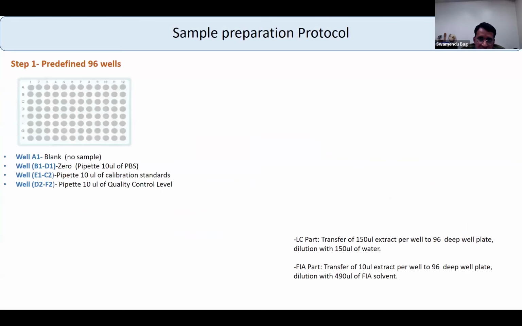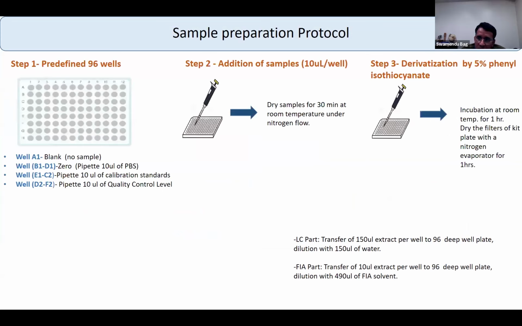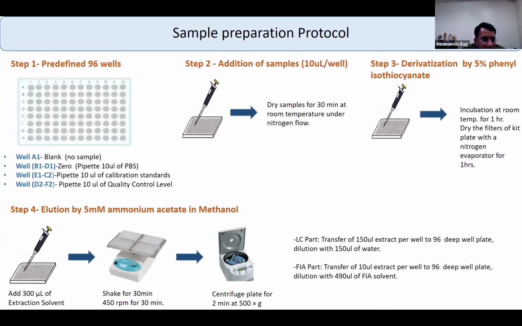So this is the sample preparation protocol. I'm not taking too much time on it. In this 96 well plate, apart from the samples, there is a blank, meaning zero sample, and there is also a zero sample using PBS, because this PBS has the same ion suppression effect and salt concentration as plasma. So here we use the zero sample as plasma. And there are calibration standards and also the quality control samples.